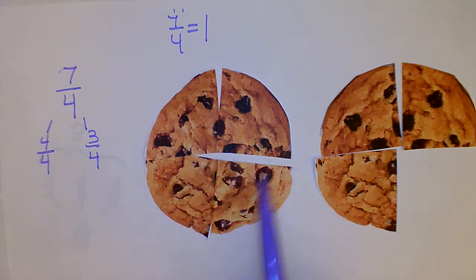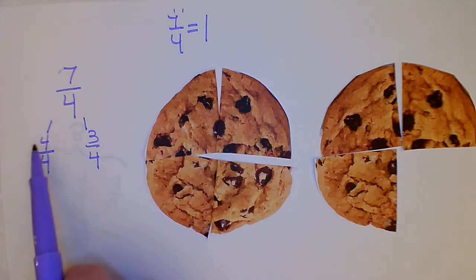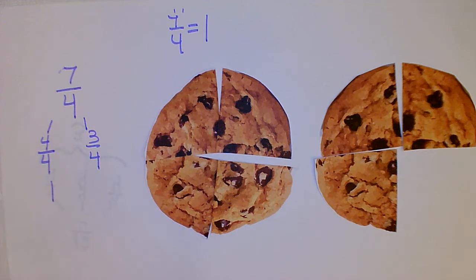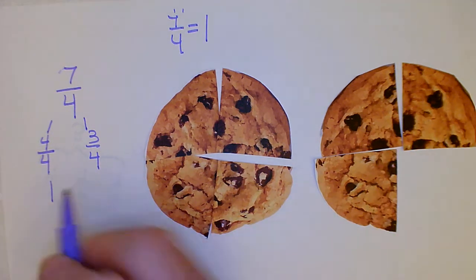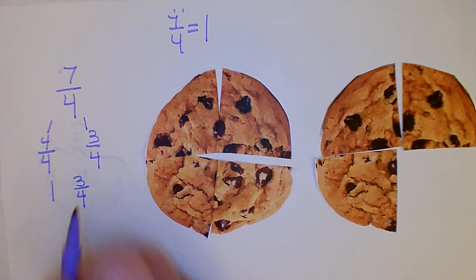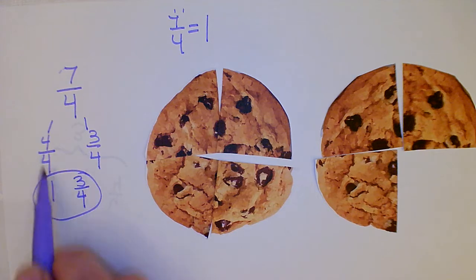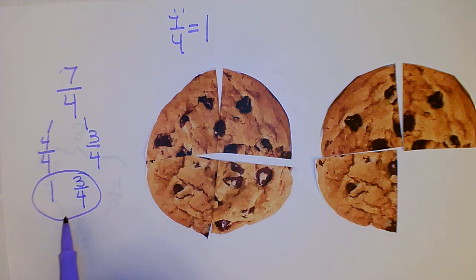We took 4 of them and put them together to make one whole, so we have 4/4, so that's really one whole. And then we have 3/4 left. So what we have is one whole and 3/4. So I hope this is starting to make a little bit more sense.